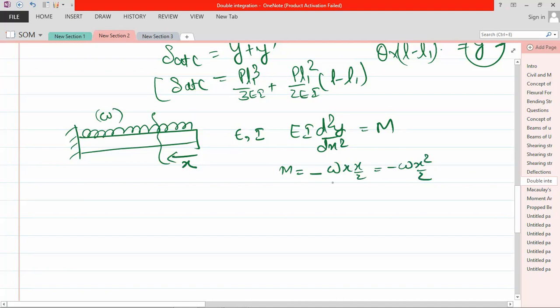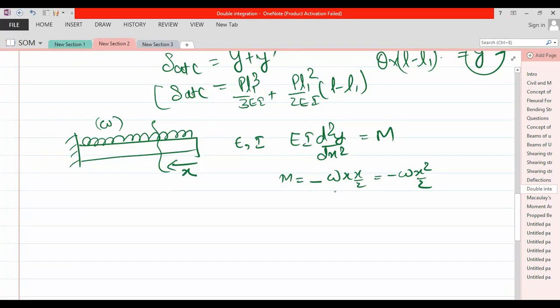Can anyone have any problem? Then ask me, I will explain it to you. Do you know how to obtain this moment of for uniform distributed load? Okay, I assume that no one is commenting, so they know how to find it.